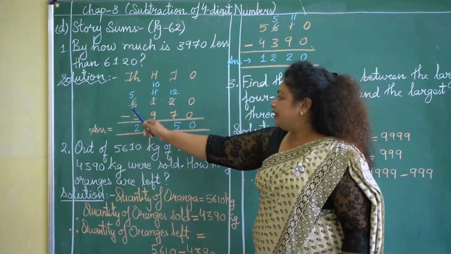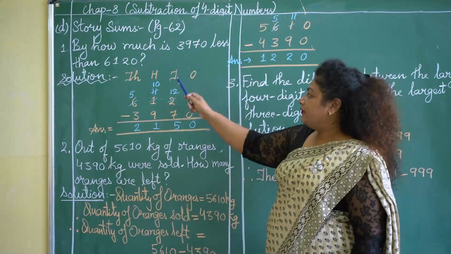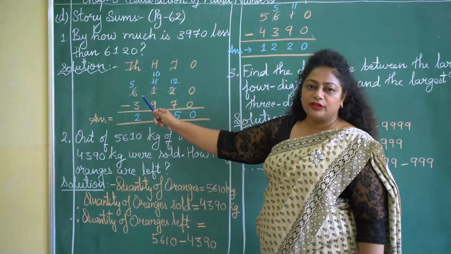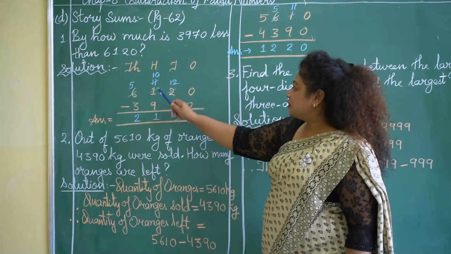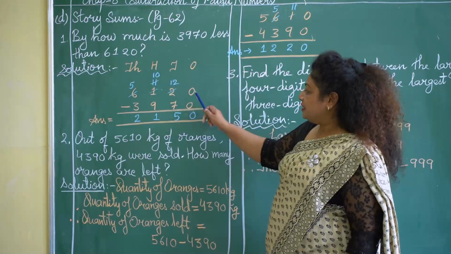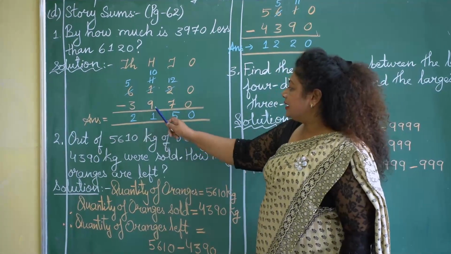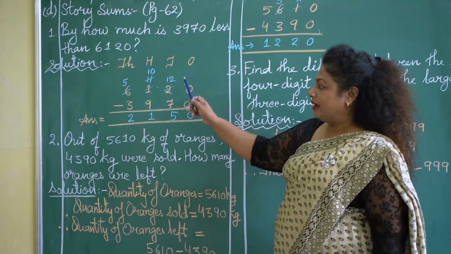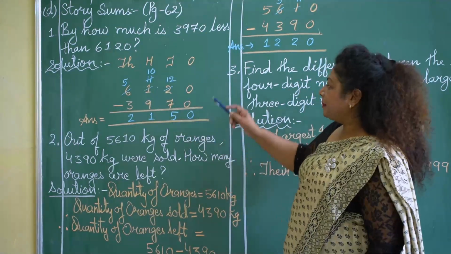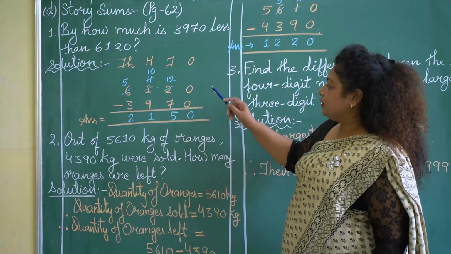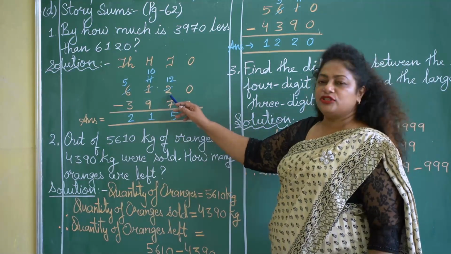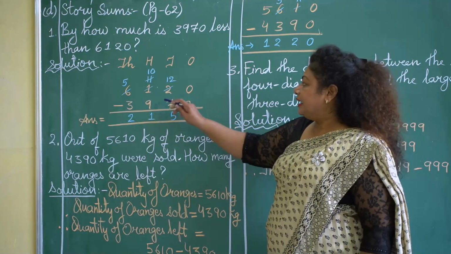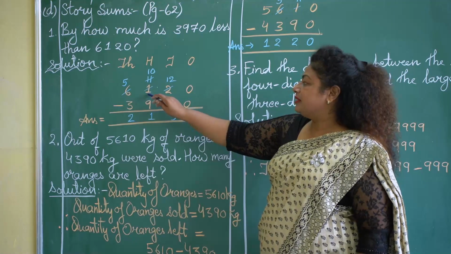So we have to write these numbers accordingly and place them according to their places, like 6120 minus 3970. So these numbers are placed according to the values. Now let us start subtracting. 0 minus 0 will give you 0. Now you can see again this number 2 is smaller than 7. That means we have to borrow a number from this number.